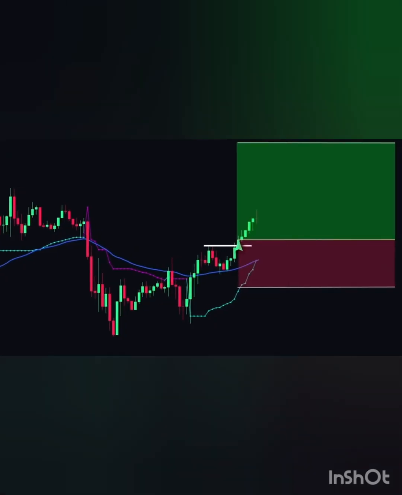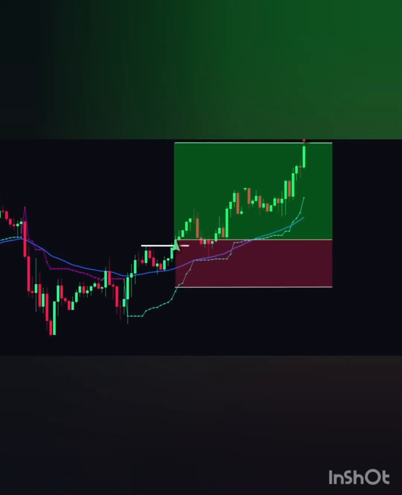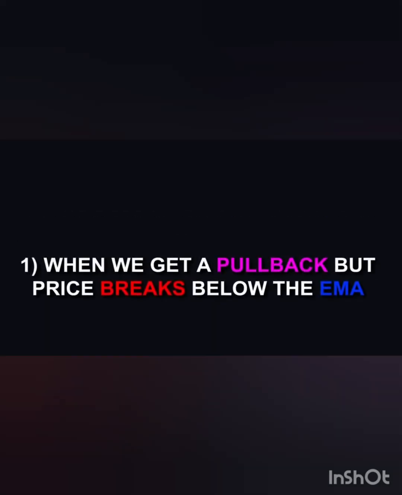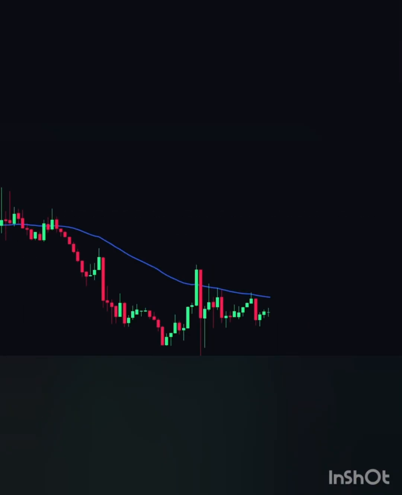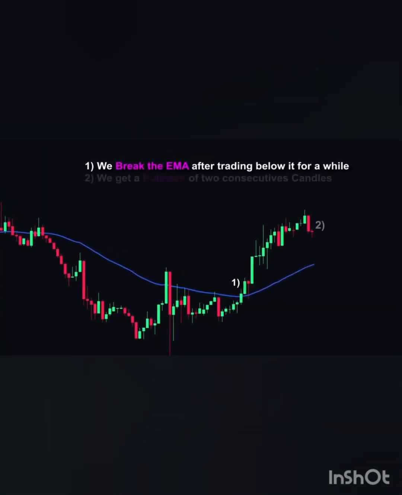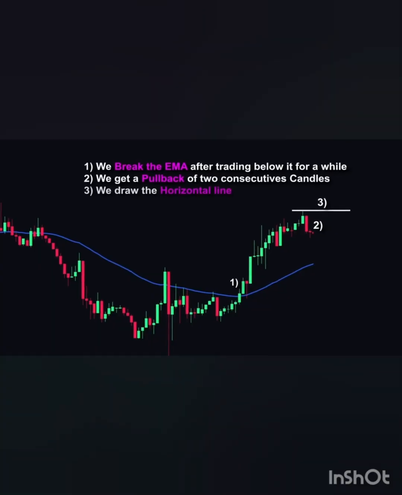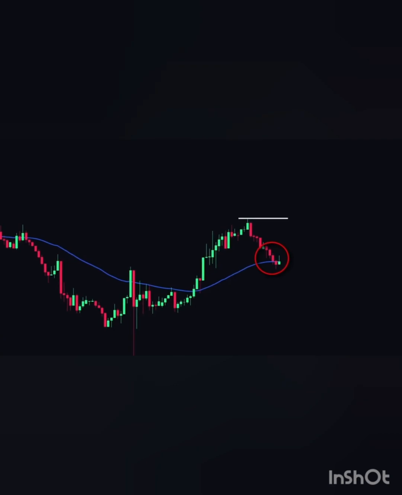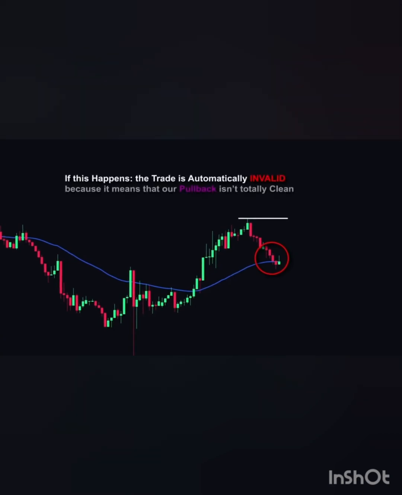Now, while the setup can look perfect, that doesn't always mean that it's a good trade. I have two main things that invalidate the trade for me. First, when we get a pullback but price breaks below the EMA. So let's say that all the first steps in this strategy go according to plan. We break the EMA after trading below it for a while, we then get a pullback of two consecutive candles, which means we can draw the horizontal line. But then, before we managed to break that line, the pullback was so deep that it broke below the EMA. If this happens, the trade is automatically invalid because it means that our pullback isn't totally clean.